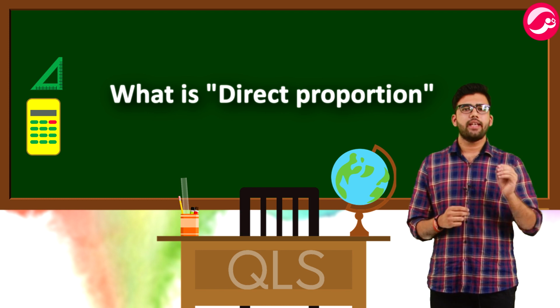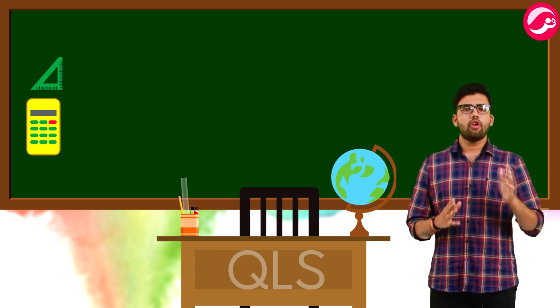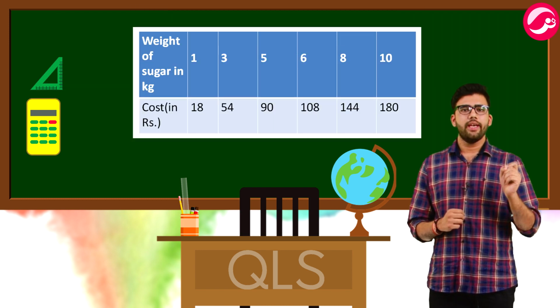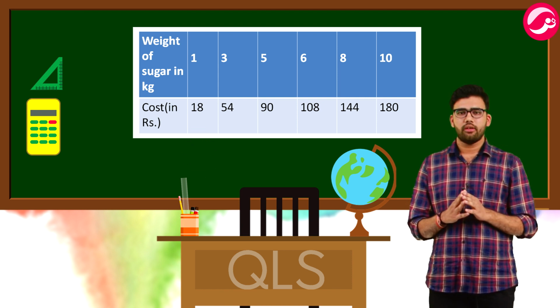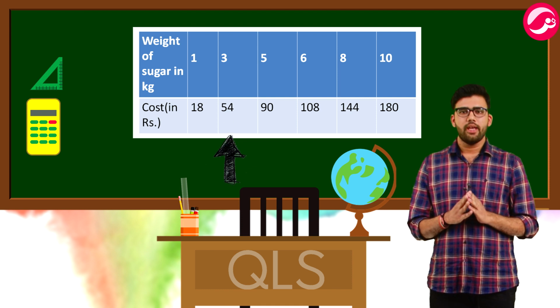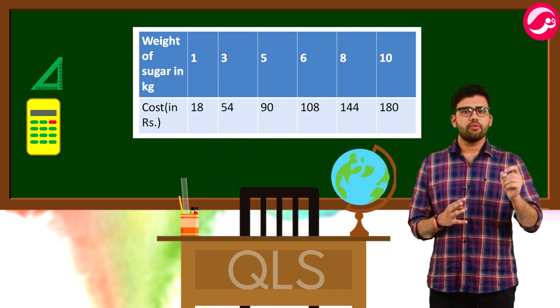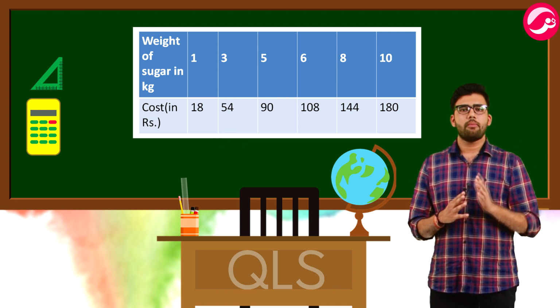Friends, अब हम देखेंगे कि direct proportion क्या होता है. If the cost of 1 kilogram of sugar is rupees 18, then what would be the cost of 3 kilograms of sugar? It is rupees 54. Similarly, we can find the cost of 5 kilograms or 8 kilograms of sugar.